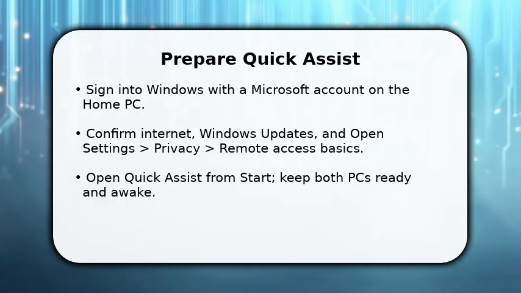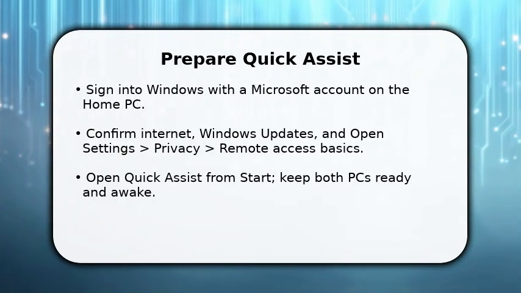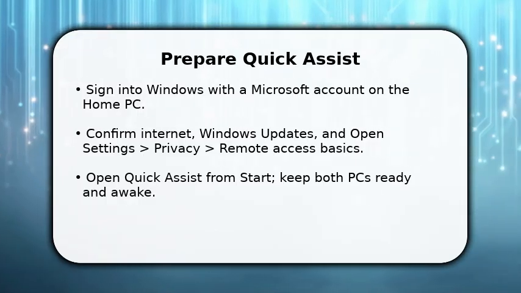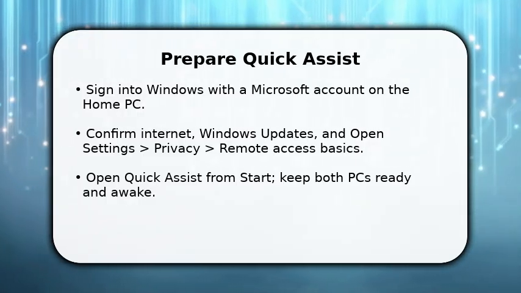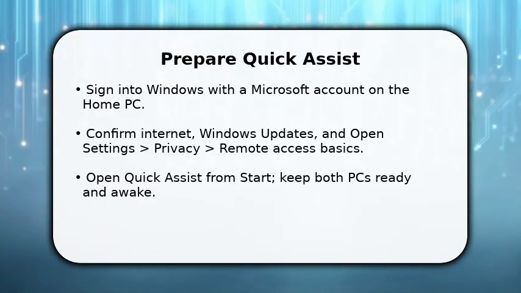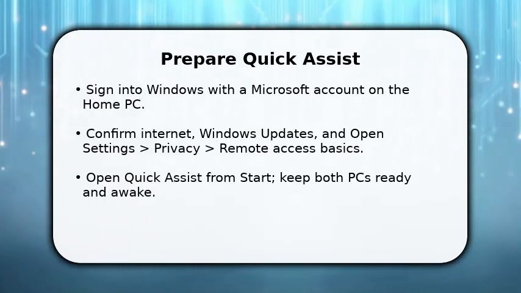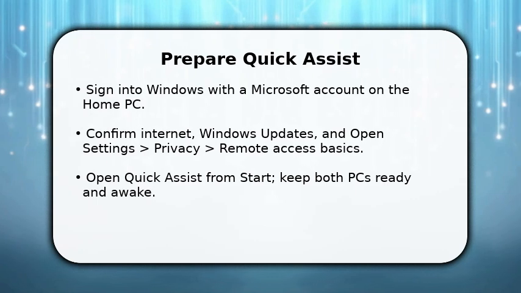Open Start, type Quick Assist and run it now. This is the first actionable step. You don't need to enable full remote desktop. Quick Assist generates a secure code and handles permissions for temporary remote control.